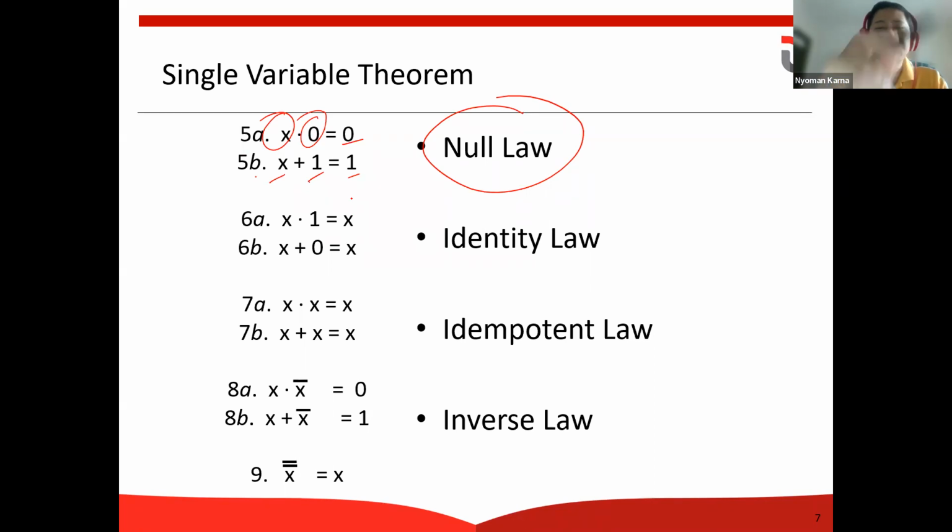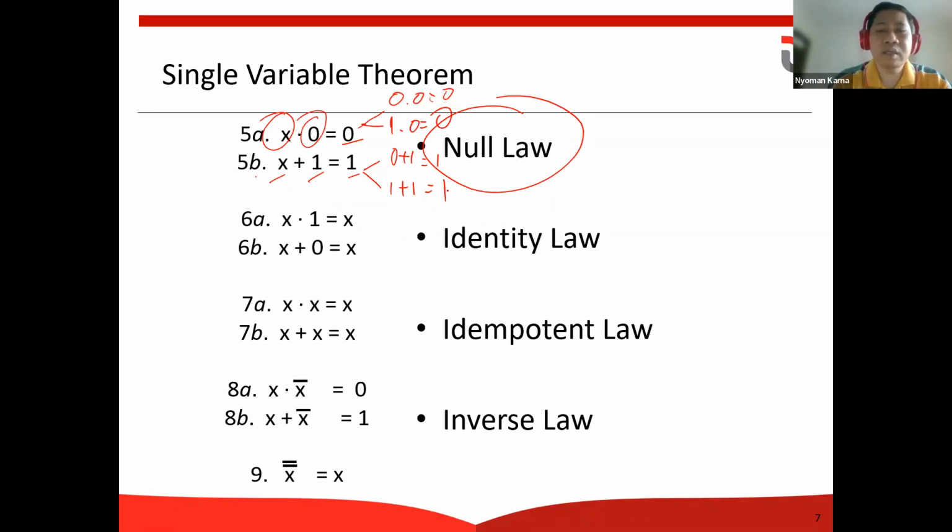That's because, for example, let's say like this. When x is 0, then 0 times 0 is 0. When x is 1, it is 1 times 0, still 0. And for 5b, when x is 0, 0 plus 1 is 1. When x is 1, 1 plus 1 is 1. Okay, so the result is still 1. And then the next law is identity law.